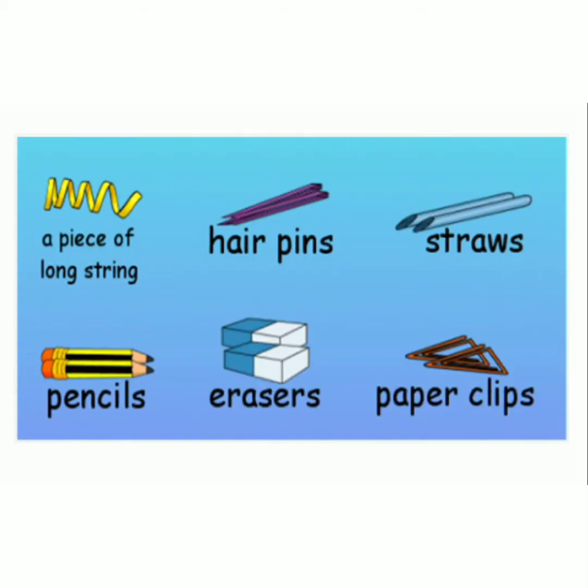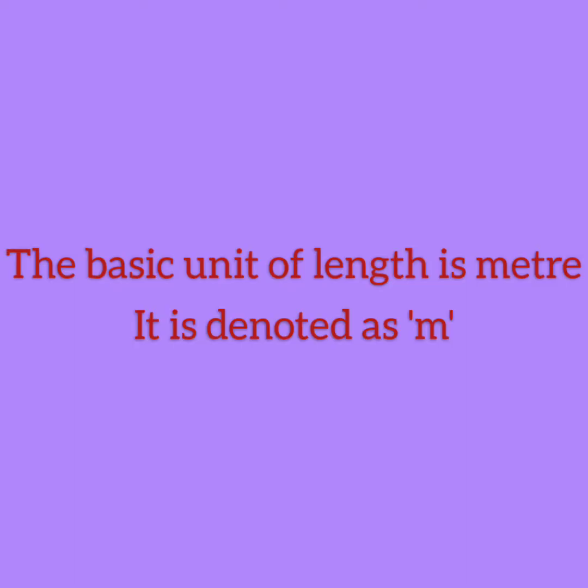If you are asked to measure the length of a table, you can use any of these objects in this picture. But the problem is, each one of you will get a different measurement. Is it acceptable? No. So we need a standard unit so that all of you will get the same measurement. The basic unit of length is meter. It is denoted as small m.